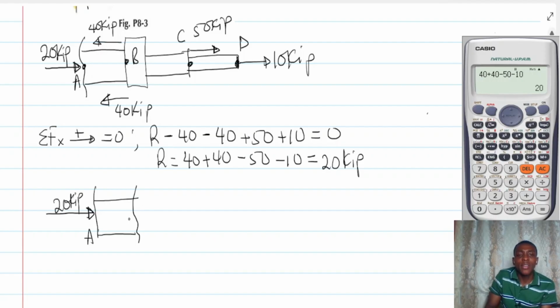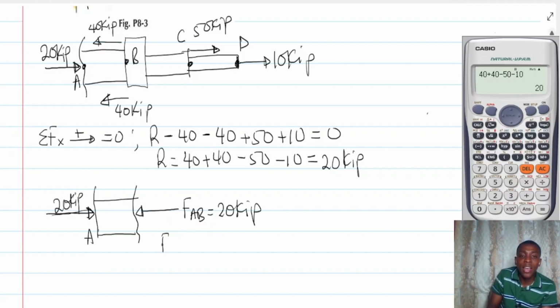Watch this carefully. For this portion which I have cut to be in equilibrium, I expect that the summation of forces must be 0. And under what condition will this be 0? When I have an equal but opposite force. So let's call this FAB. The force acting on this is 20 kip. So to maintain equilibrium, FAB must be 20 kip in the opposite direction.